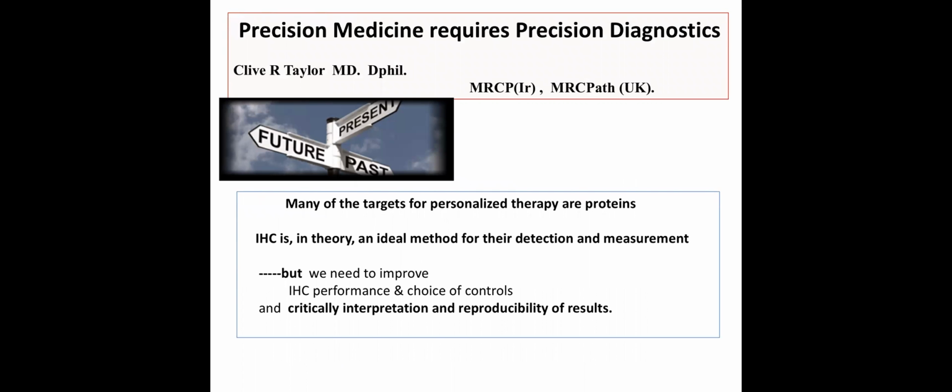So we're in the era of precision medicine, and it obviously requires precision diagnosis. It turns out that many of the targets for personalized therapy are in fact proteins, and in theory, immunohistochemistry should be the ideal method for the detection and measurement. The fact that we have difficulties relates in part to assay performance and choice of controls, which need to be improved, and that's a separate topic, but in part also to the need for better interpretation and reproducibility of the scoring results. And that, of course, is the topic for today.